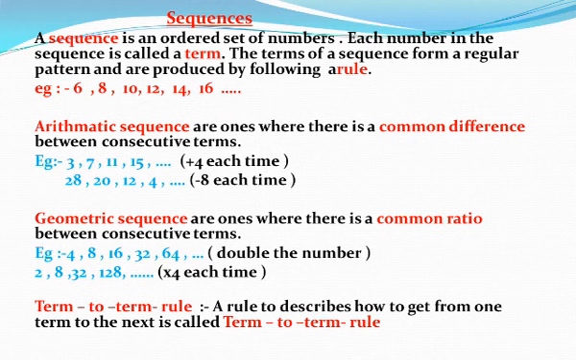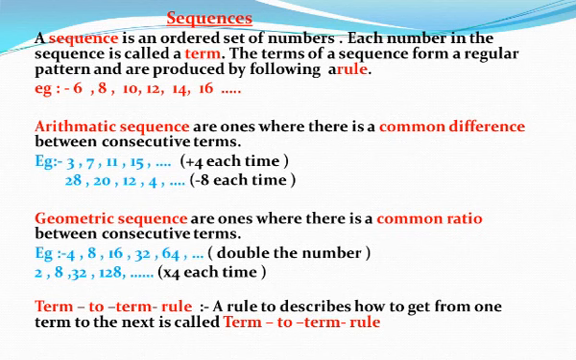An example of a sequence is 6, 8, 10, 12, 14, 16, etc. The first term of this sequence is 6 and the second term is 8, third term 10, fourth term 12. In this sequence, the rule is add 2 to each term to give the next term.